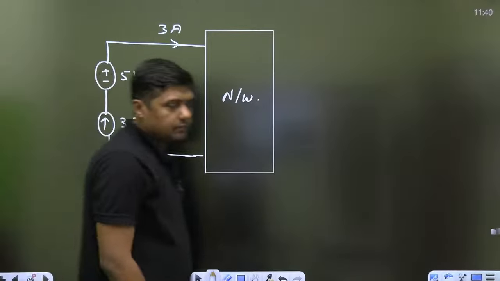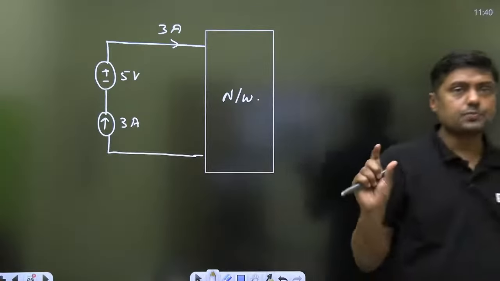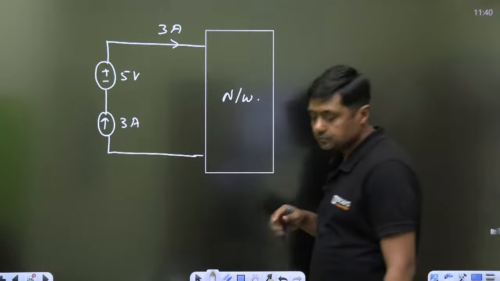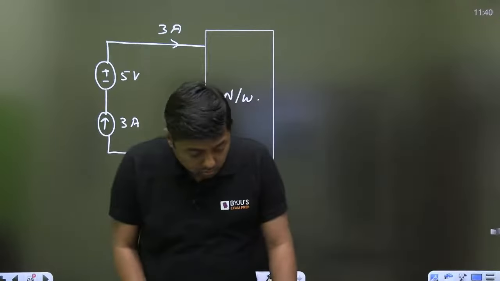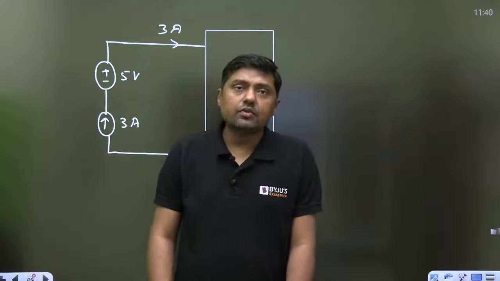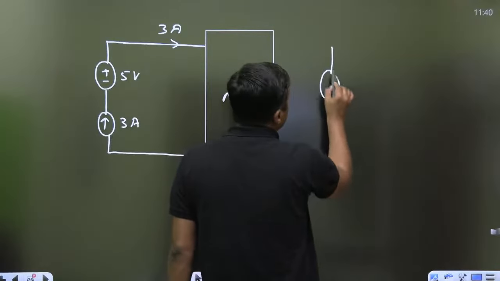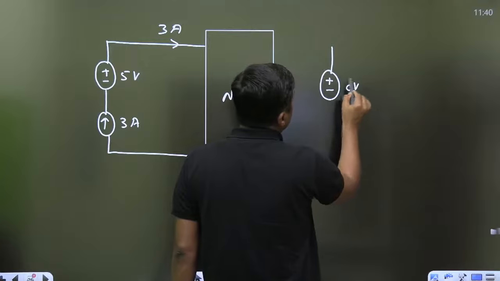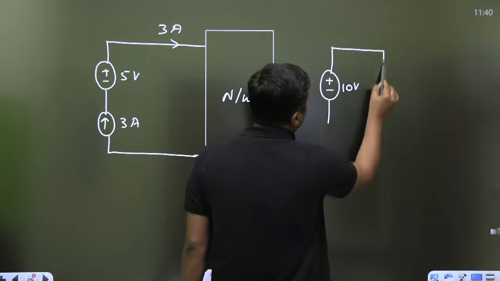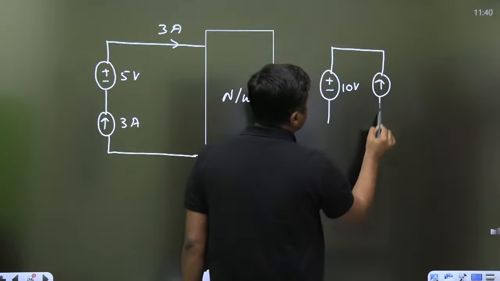Okay, so that is the case, guys. This point is clear to you? Yes. This is very simple. And similarly, when a voltage source is connected in parallel with what? A current source.